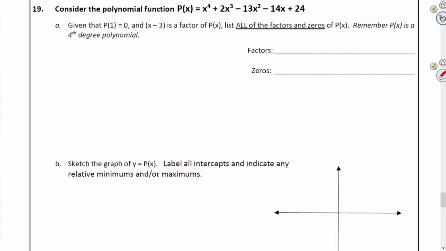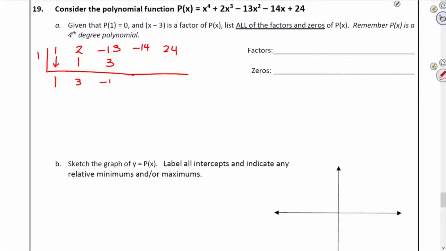So synthetic division, dividing by x minus 1, the coefficients for my p of x are 1, 2, negative 13, negative 14, and 24. Bring the 1 down. 1 times 1 is 1. 1 plus 2 is 3. 1 times 3 is 3. Negative 13 plus 3 is negative 10. 1 times negative 10 is negative 10. Negative 14 minus 10 is negative 24. 1 times negative 24 is negative 24. And then 24 minus 24 is 0, which is what should happen because they said that p of 1 is 0. That's the remainder.